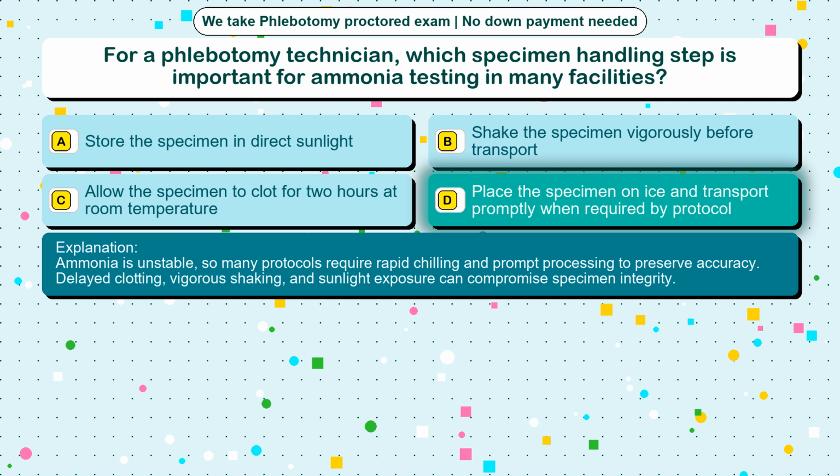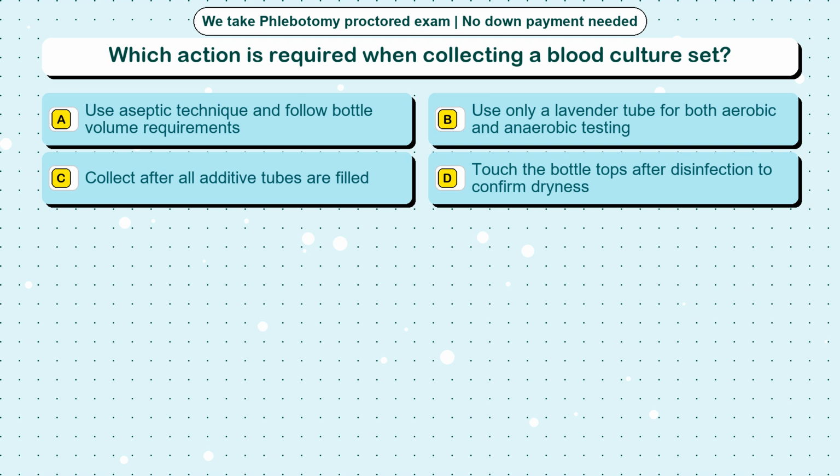Ammonia is unstable, so many protocols require rapid chilling and prompt processing to preserve accuracy. Delayed clotting, vigorous shaking, and sunlight exposure can compromise specimen integrity. Question 37. Which action is required when collecting a blood culture set?